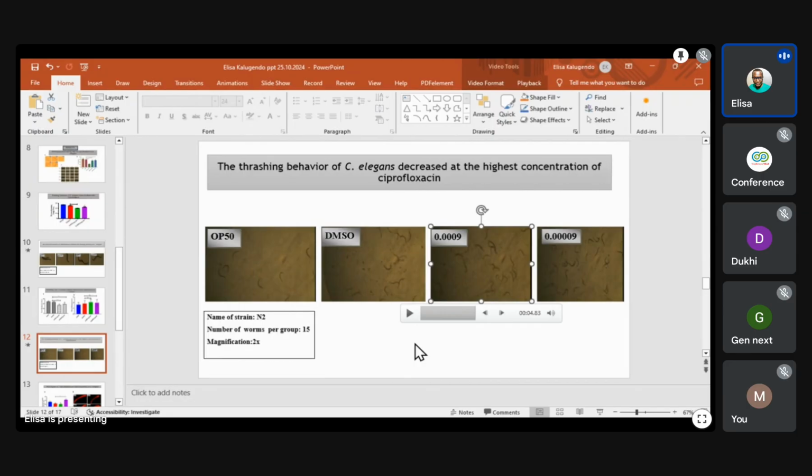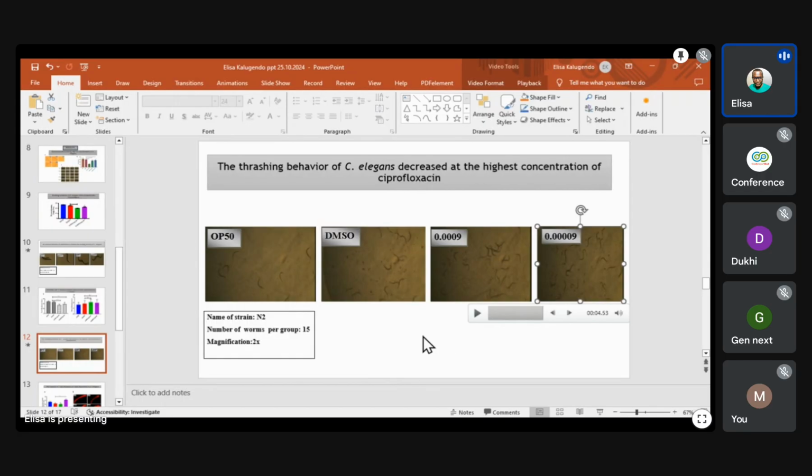So we concluded that at this concentration, the swimming activities or the thrashing activities of C. elegans decline at the highest concentration. And for this lowest concentration, the swimming activity is okay. It's sluggish, but it's not significant. You know, it doesn't give significant results.